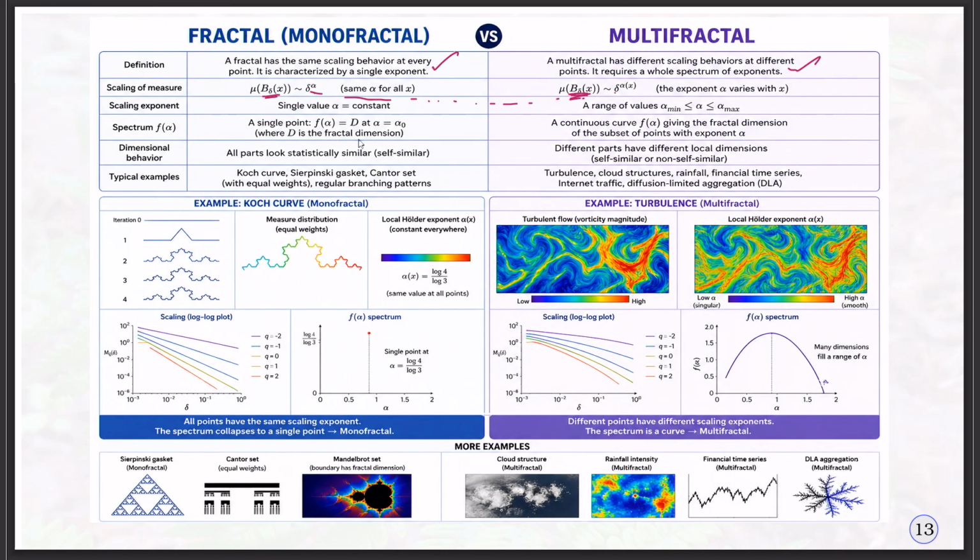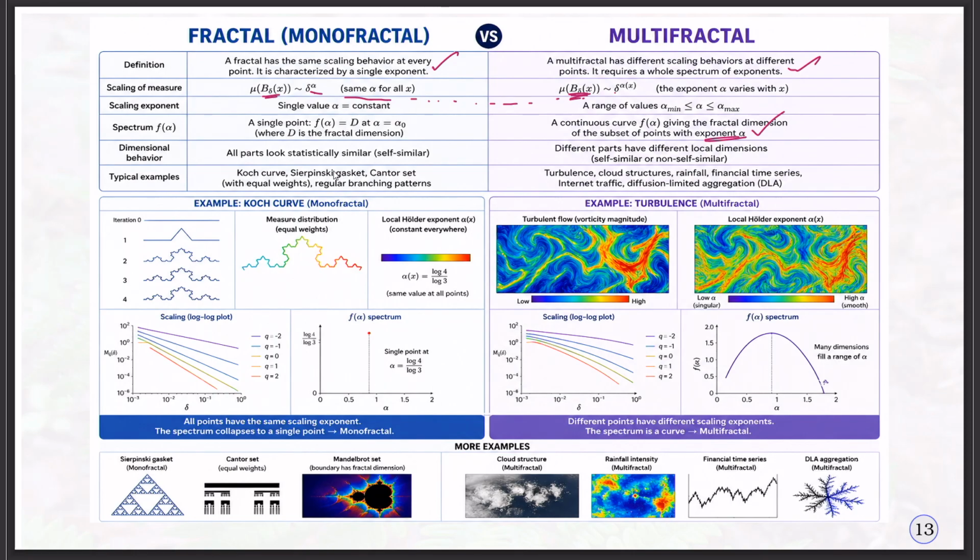A single point f of alpha equal to D arises at alpha equal to alpha naught, where this D is called the fractal dimension. Here a continuous curve f of alpha, in particular the concave curve, gives the fractal dimension of the subset of points with the alpha exponent, that means the singularity exponent alpha. All parts look statistically similar, whereas sometimes we will get the exact self-similar also in the monofractal.